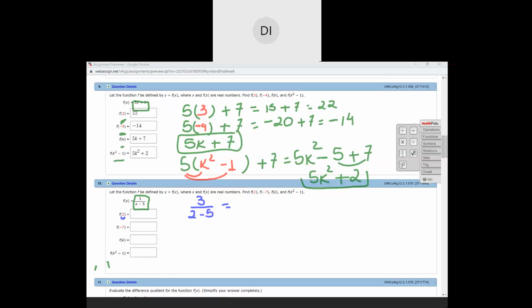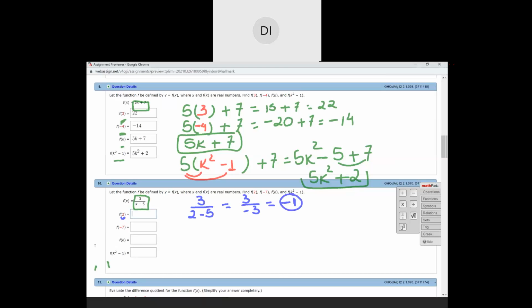So, I mean, you can do the numbers in the bottom. So it's 3 over 2 minus 5, which is negative 3. And when you divide 3 divided by 3 is 1, and that negative is going to be negative 1. So the first answer should be negative 1. Okay? Good. So far?